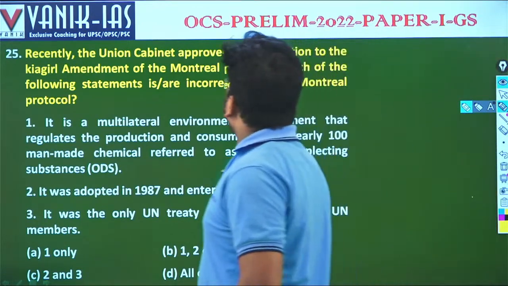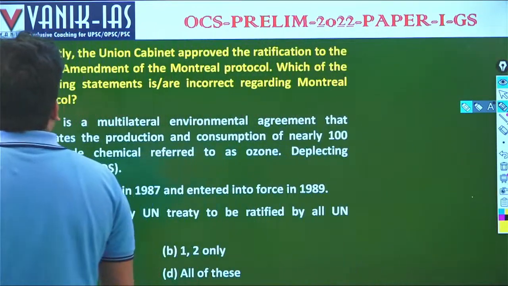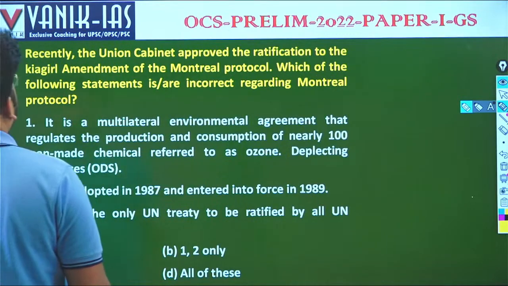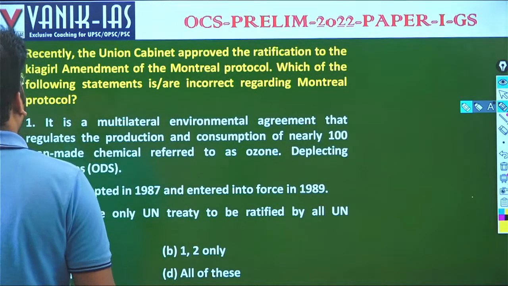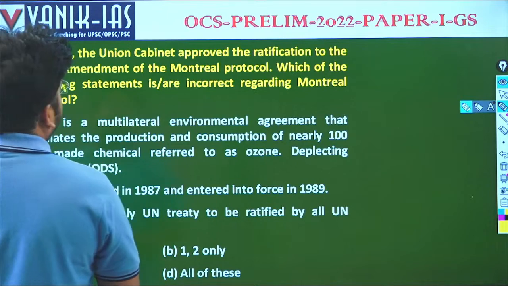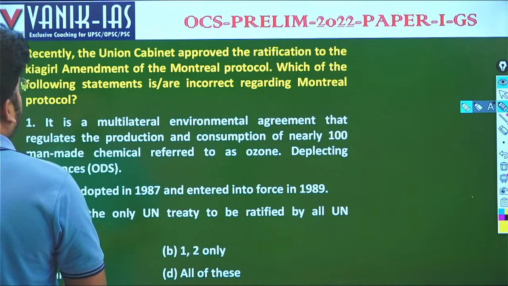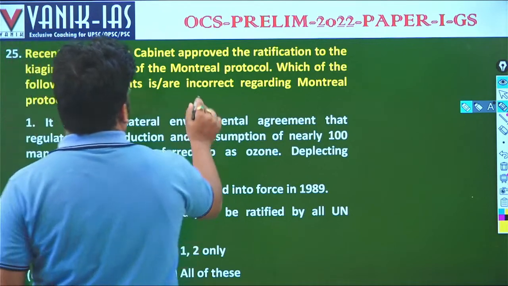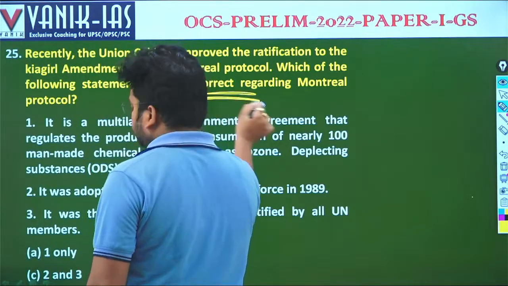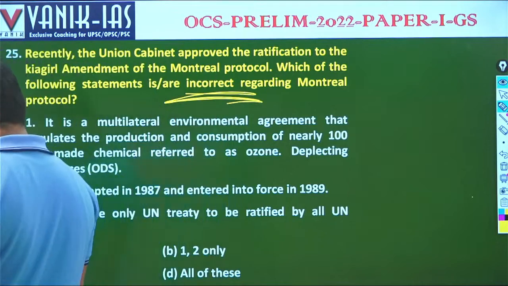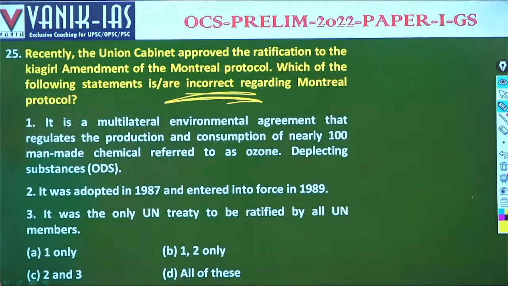Recently, Union Cabinet approved ratification to the Kigali Amendment of the Montreal Protocol. Which of the following statements are incorrect? Incorrect regarding Montreal Protocol. Montreal Protocol, Vienna Convention, they are all related to ozone depletion. Okay. Which of the following statements are incorrect?